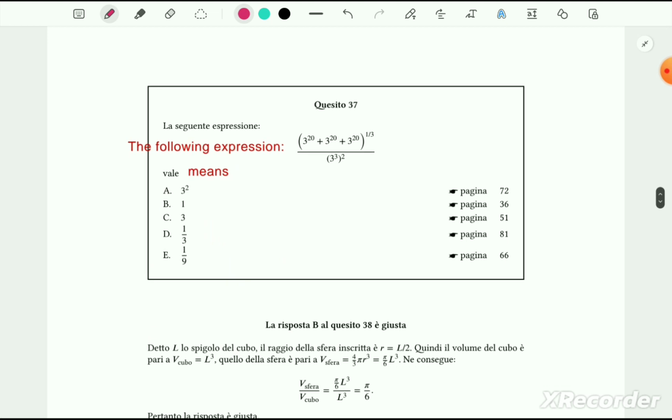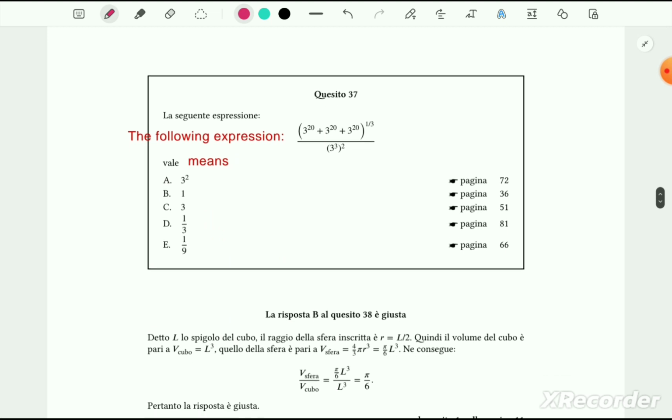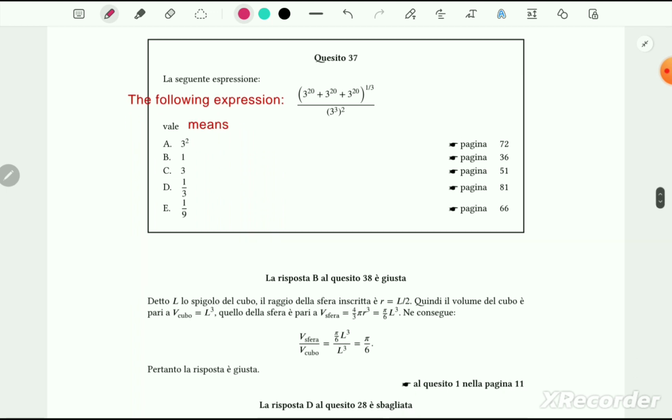Okay, let's solve this problem number 36. The following expression: (3^20 + 3^20 + 3^20)^(1/3) divided by (3^3)^2. So we have to simplify this expression to find out the correct option.